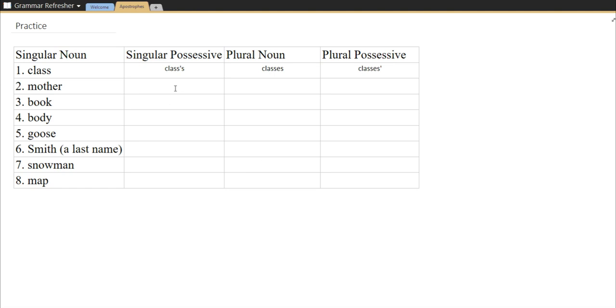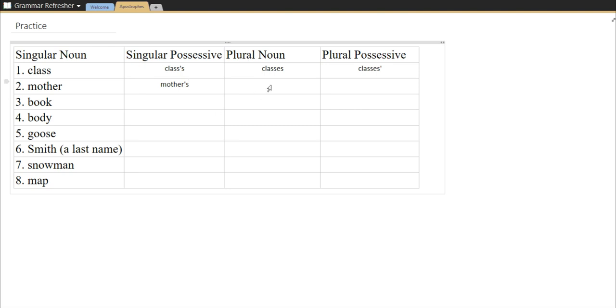Let's do one more together before you try this by yourself. So I have the singular noun mother. To make that singular noun possessive, I would write the word mother and an apostrophe S. So if I said my mother's birthday is on September 1st, I would write mother's with the apostrophe S.